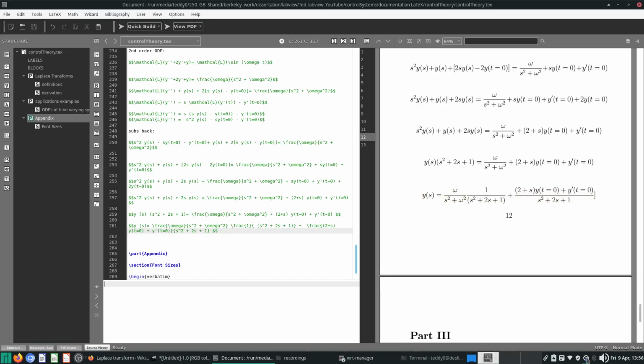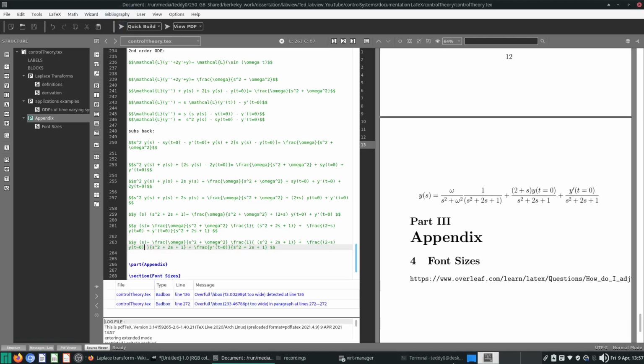Let's see how much time I have left. Still quite a fair bit of time. For the sake of neatness, I will factorize these two out and put them in different terms. So I will have a plus fraction, y prime at t equals 0, over s squared plus 2s plus 1.